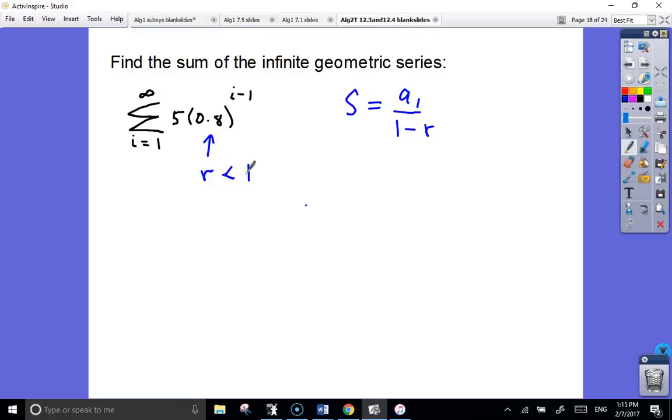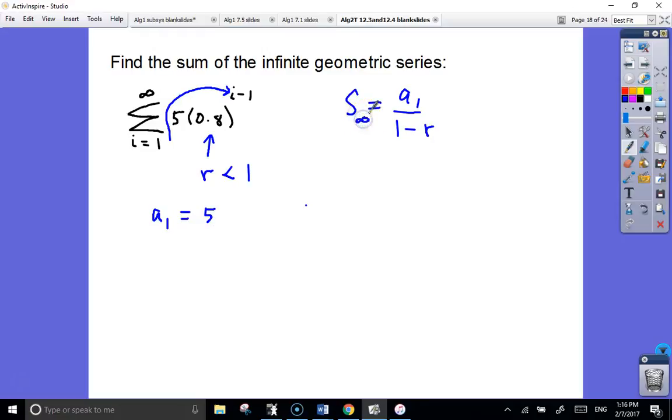So we need two pieces of information. R, which we already said, that's 0.8. And we also need to know the first term. So again, how do I find the first term? Plug in this 1 right there. And that's going to give me 5 times 0.8 to the 0, which is what? 5. Right? 0.8 to the 0 is 1. So that's all I have to plug in.